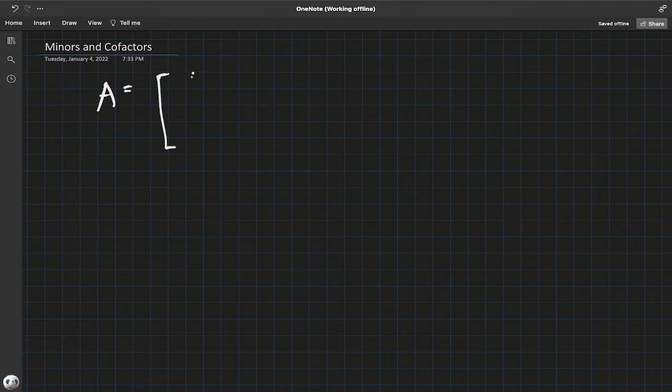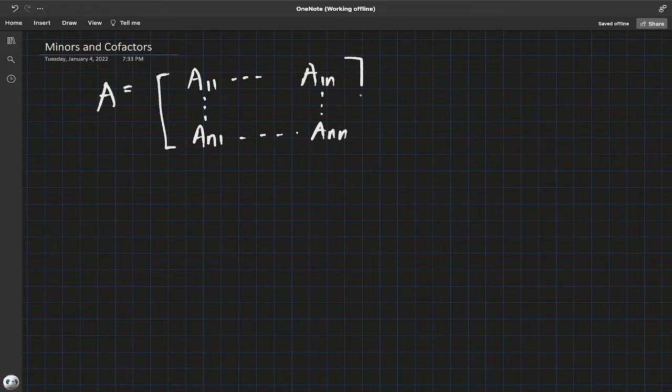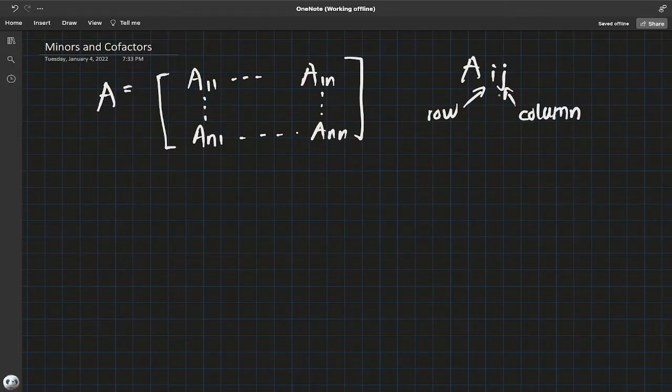the most part, with elements say A11. This is say A1n, and this is a square matrix, n1, nn. And when I denote an element like this, i is the row and j is the column. So I'm gonna keep this notation consistent throughout this video, and this is the predominant notation.